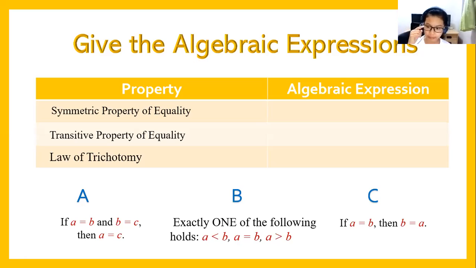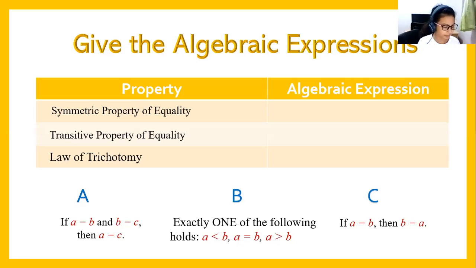That's easy, you analyze carefully. Is it A or B? No, it's letter A. Transitive property, okay. And law of trichotomy is, of course, letter B. So what does it mean? All right. First one, symmetric property of equality.